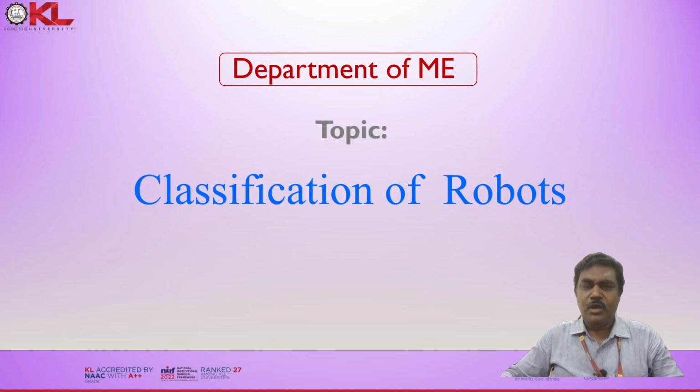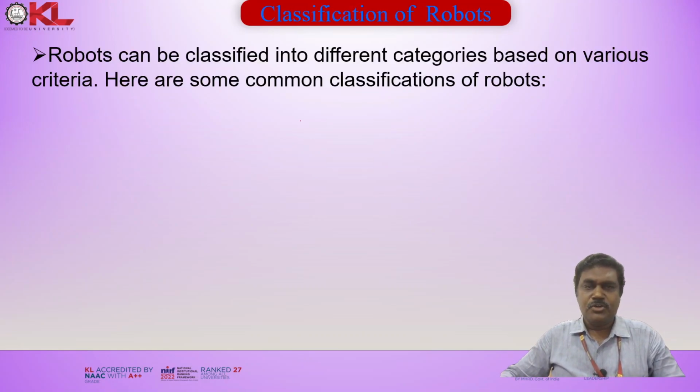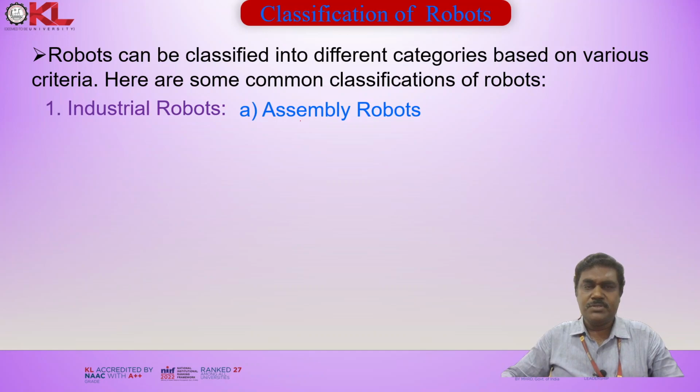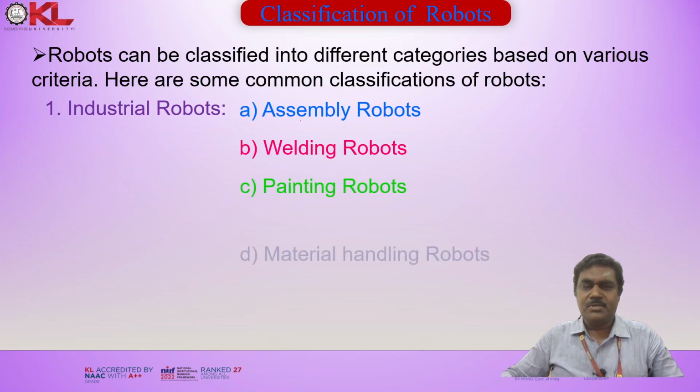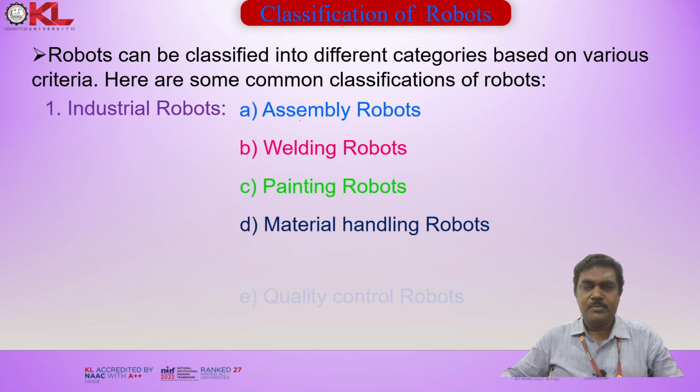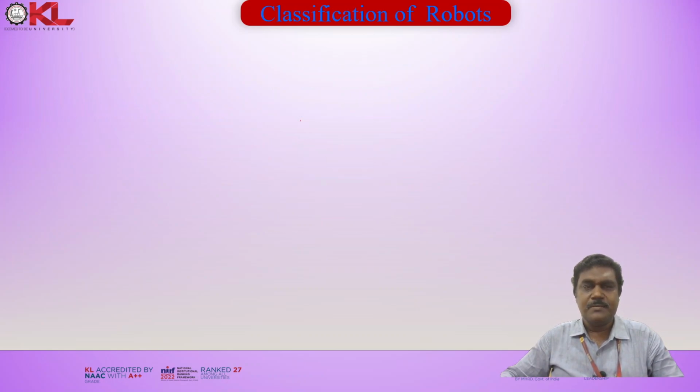In this video, I am going to explain classification of robots. Robots can be classified into different categories based on various criteria. Here are some common classifications of robots: industrial robots, assembly robots, welding robots, painting robots, material handling robots, quality control robots. All these come under the industrial robots classification.